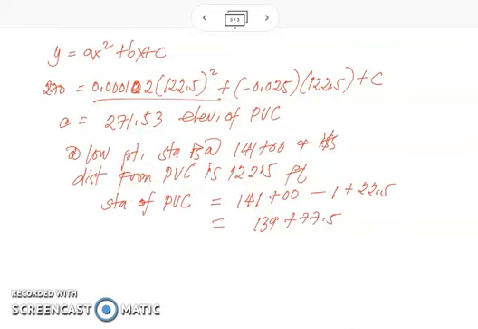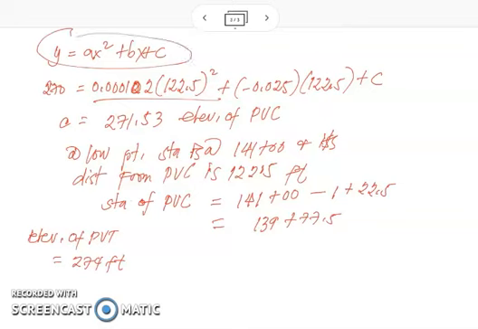Now we move on to PVT. For PVT, we are solving for the station at PVT. We are given the elevation of PVT, which is 274 feet. So if we are given the elevation of PVT, we can make use of the parabolic equation. Our elevation at PVT is 274.